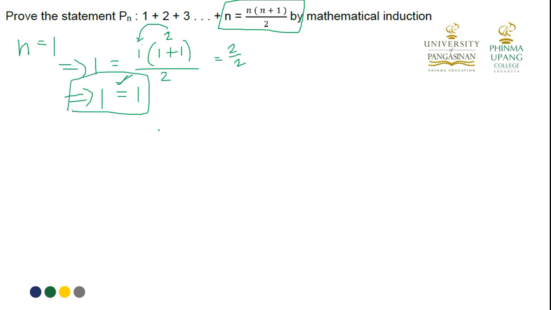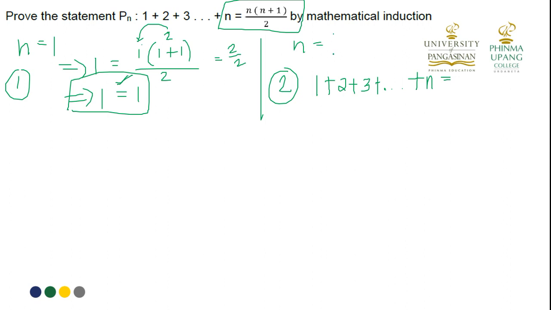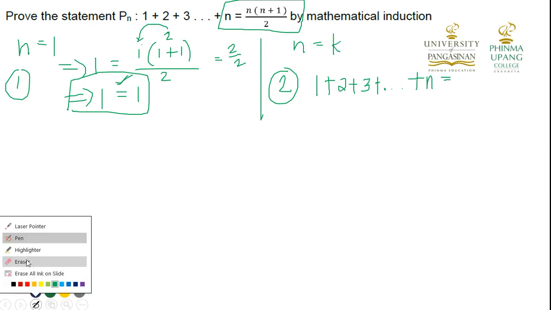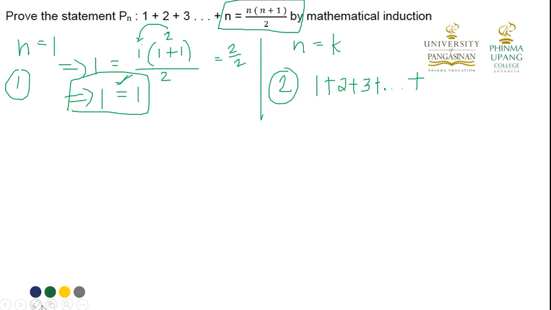Okay, next, let's move on to number 2. Sa step number 2, this is step number 1. Yung step number 2 naman, copy natin yung 1 plus 2 plus 3, tapos may plus yan dapat, plus dot dot dot plus n is equal to, papalitan na natin yung n ng k. So, delete natin yung n doon.